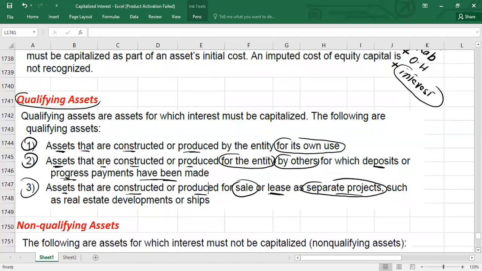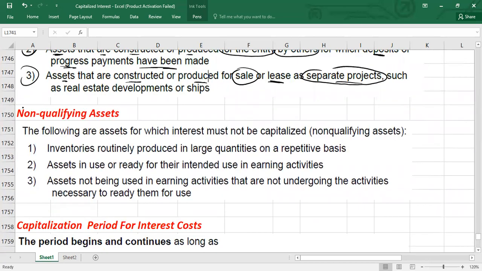Now we have non-qualifying assets, because when you read the question, first you need to decide whether the asset is a qualifying or non-qualifying asset. If you have any non-qualifying asset, please don't capitalize the interest cost for it. First of all, this includes inventories. Inventories are routinely produced in large quantities on a repetitive basis. If this is your ordinary course of business and you are producing these items on a repetitive basis, these are non-qualifying assets.